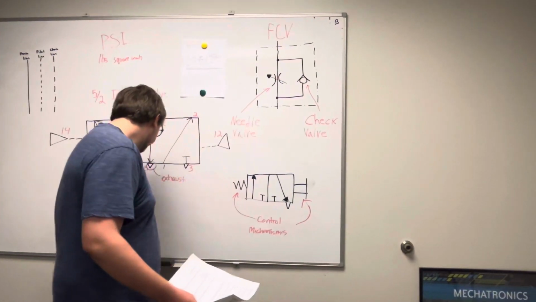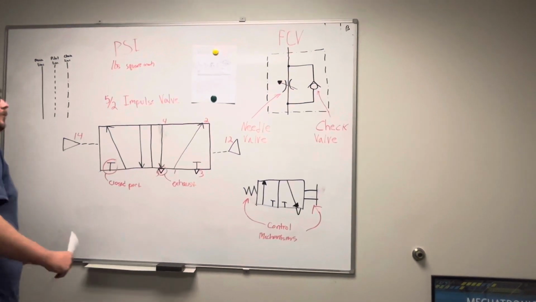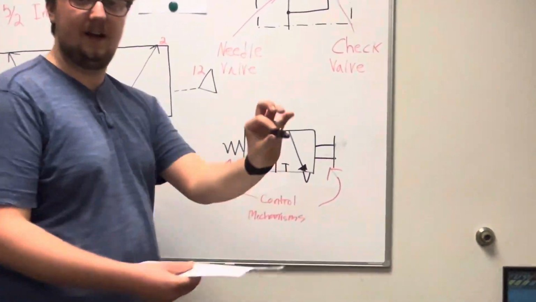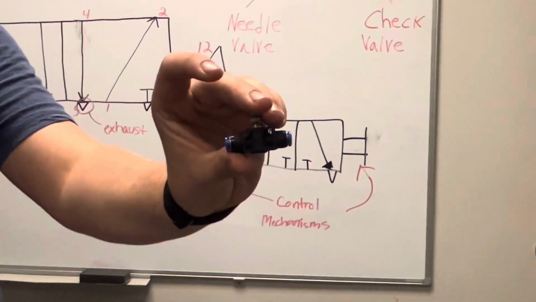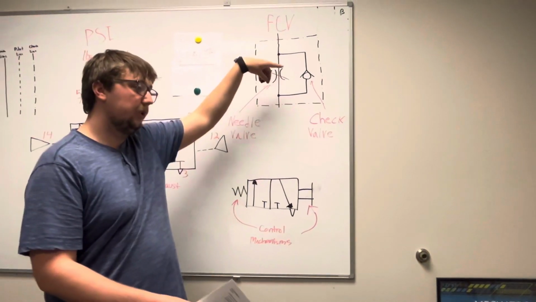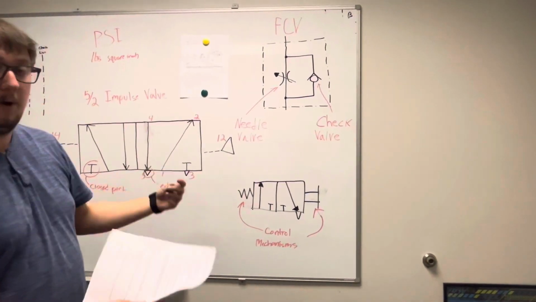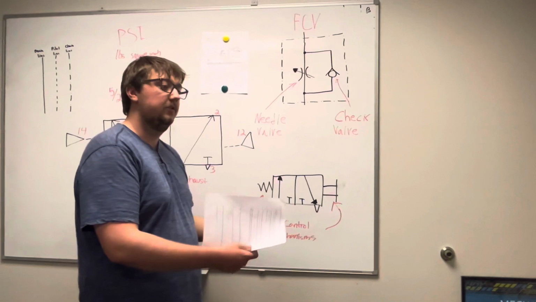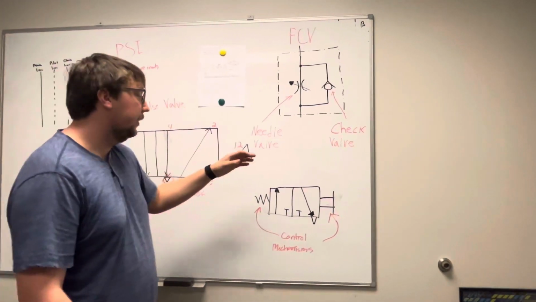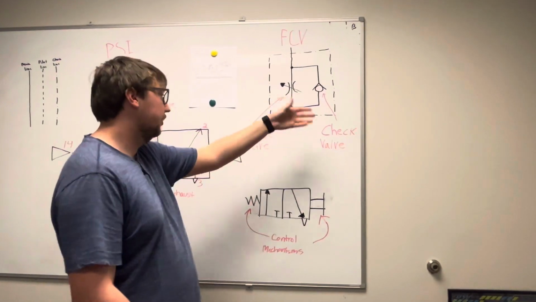For example, we have a flow control valve here. A flow control valve has two components, a needle valve and a check valve, but it is in one housing. There are two components in there, but it's in one housing. That's why we have a chain line around it. It shows that multiple components, however many are in the chain line, are in one piece or one part. A flow control valve is made up of a check valve and a needle valve.